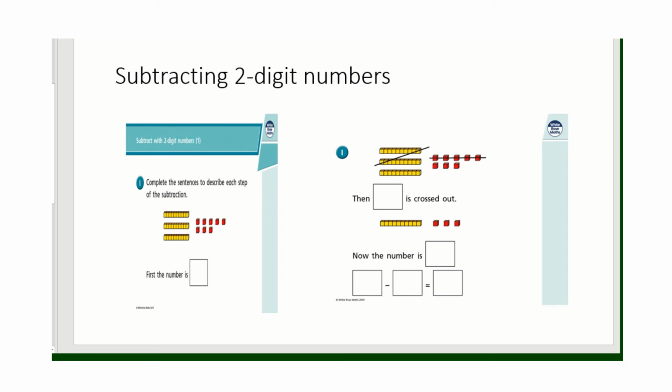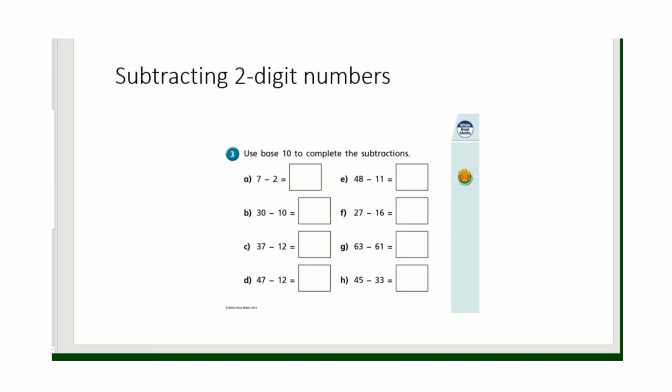So it would be 38, what we started with, minus 25, what we crossed out, and we are left with 13. Now then, you're going to have a go using base 10 to do them.